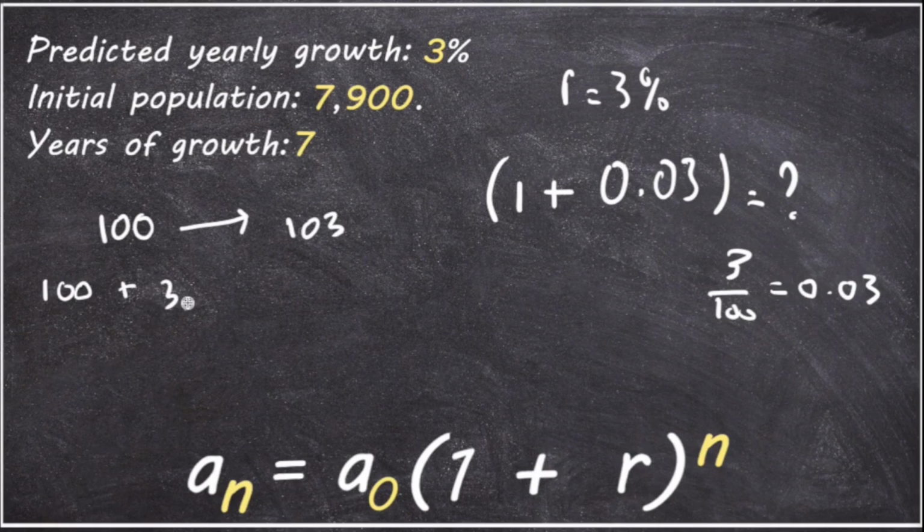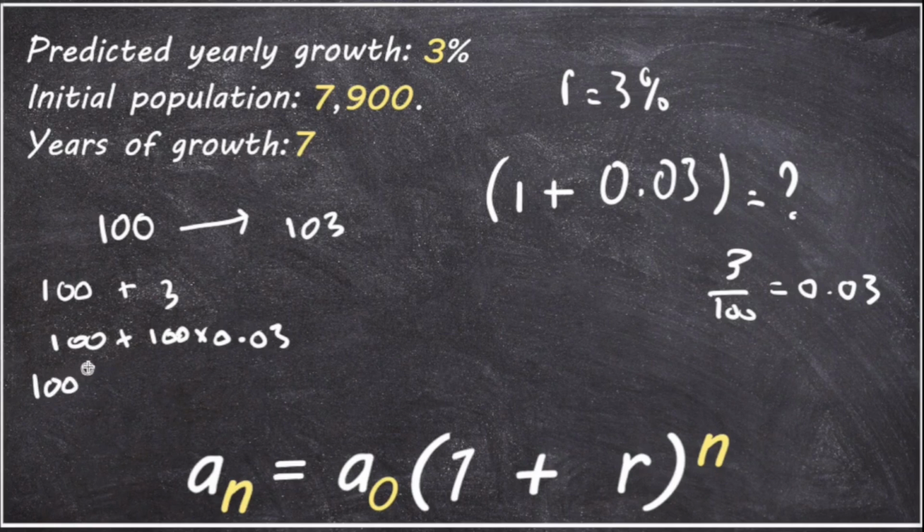But we could write it as 100 plus 3. But we could rewrite the 3 using this equation. And so that would be 100 times 0.03, and that would be added to 100. 100 plus 3 is exactly the same as saying 100 plus 100 times 0.03. Since both of these numbers are multiples of 100, we could factor out the 100.